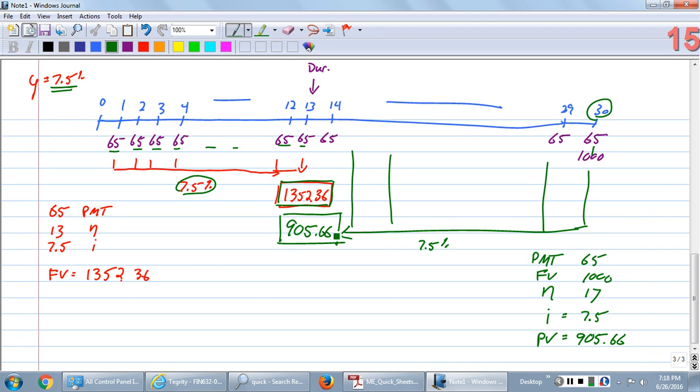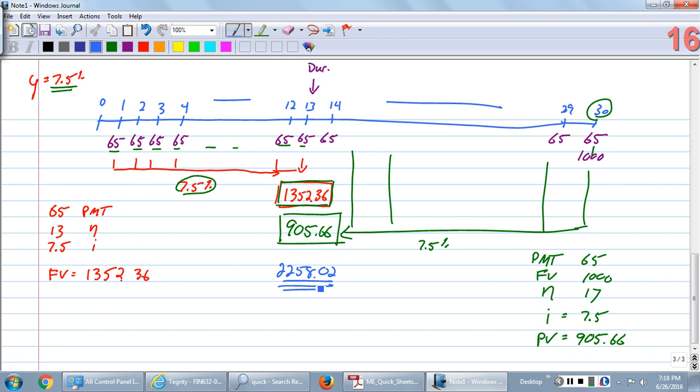So at this stage, at year 13, you should have potentially two pots of money. You've got the 1,352.36 that you've been reinvesting. Plus you can sell your bond, and it looks like the price will be 905.66. I'm going to add those two numbers together, and you've got 2,258.02.